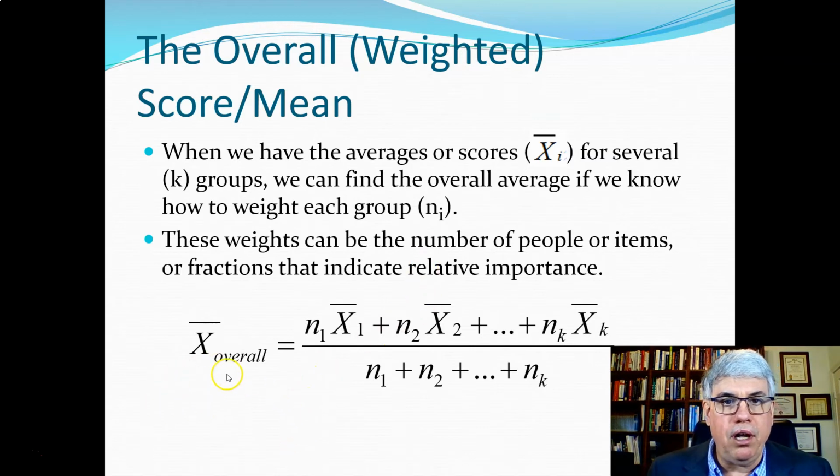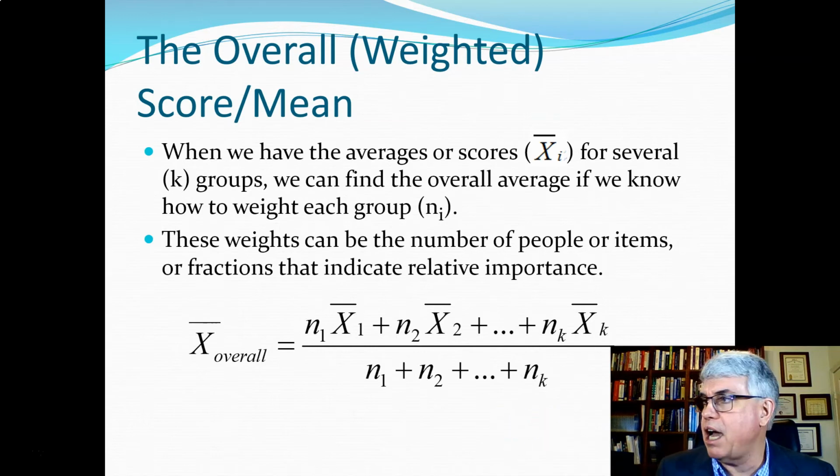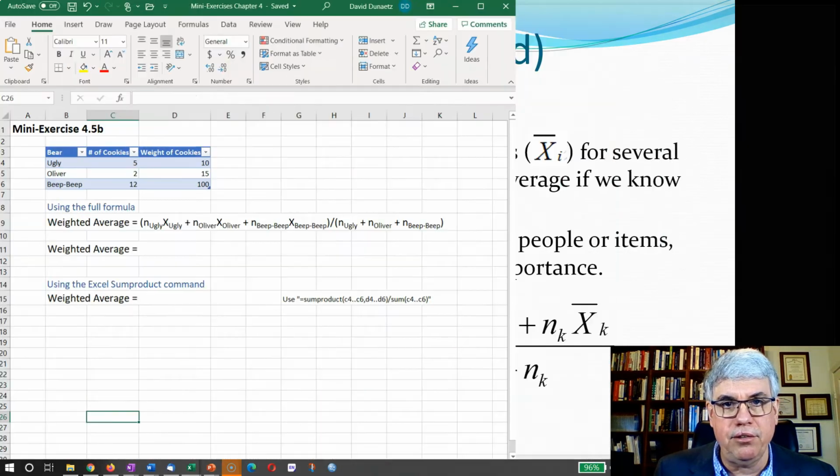So the overall average, or the overall score, is going to be how many we have of the first times the first cookie's average, plus the same thing for the second, all the way up through our K groups. And then we're going to divide by the total number in the K groups. We're going to add up all the different N's. Now, this is a kind of big formula, but let's see how it works. We're going to see how we can do it in Excel in a couple of ways. So let me bring over the Excel spreadsheet here.